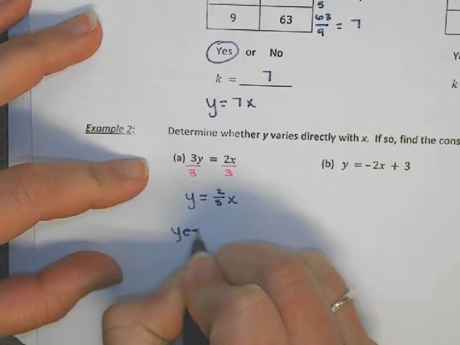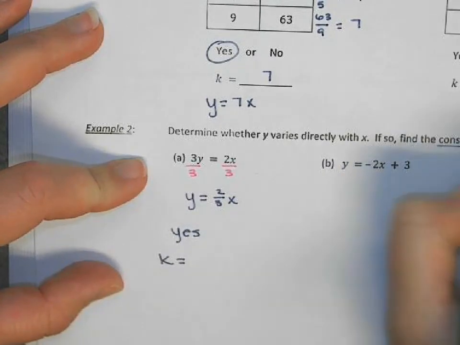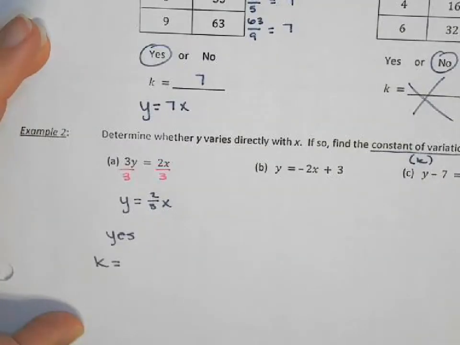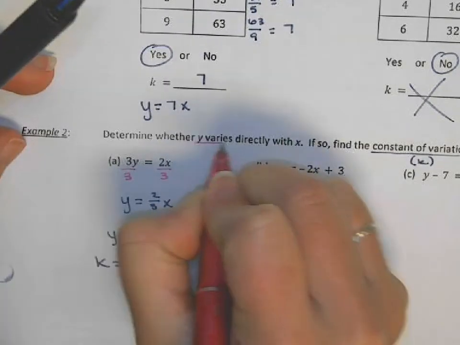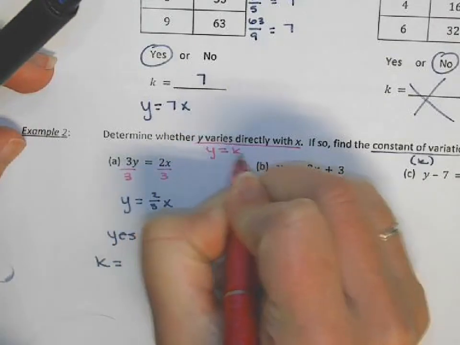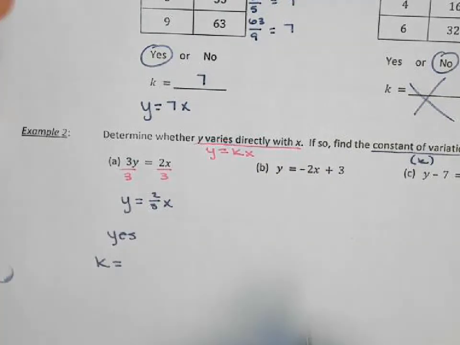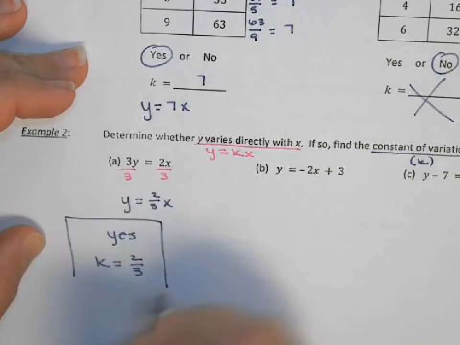So I'd answer yes. And then it says, if so, find the constant of variation. That's your k value. The constant of variation, every time you see that, think about k. It's looking for the k value. And when it says y varies directly with x, this says y equals kx. Is that what it looks like? So get in the habit of writing that right in the directions. Does it look like this? Find the constant of variation. That's k. So what's your k value for part A? 2 over 3. So those are your two big parts to your answer.